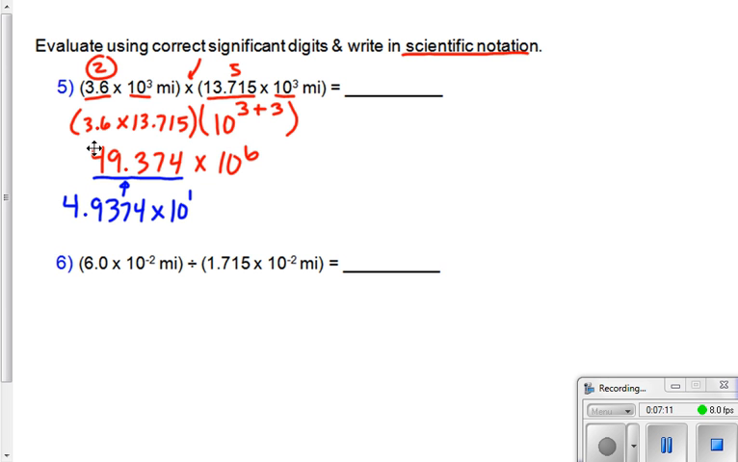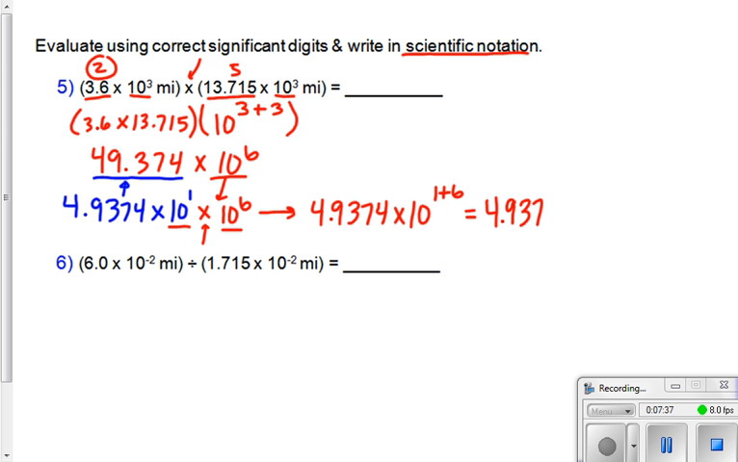Now, reminder that 10 to the 6th does not just magically disappear. We'd go ahead and drop that down, saying that that is 10 to the 6th power. We would come up with 4.9374 times 10. Well, same base, multiplying, add those exponents 1 and 6. We would come up with 4.9374 times 10 to the 7th power. Still not finished here. Reason why is we're using those significant digits again. Remember, we need 2 significant digits for this answer here.